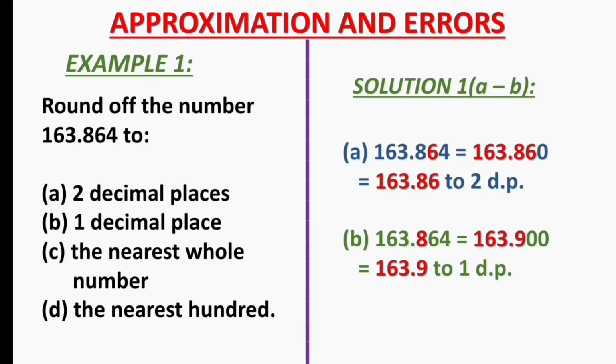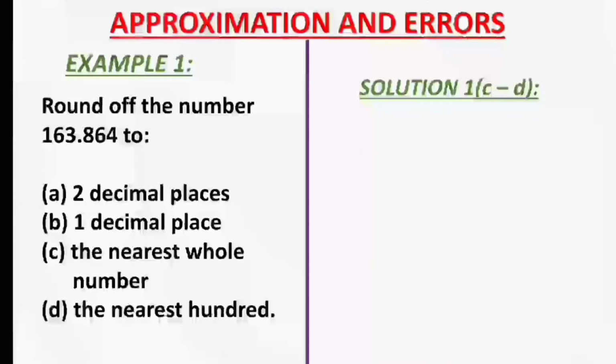Don't forget, the extreme zeros at the right of the number, they are not significant after the decimal point. So we are going to disregard the extreme zeros after the decimal point in the answers. Moving on, let's see the solution to question 1C and D. Now, can you tell the answer when 163.864 is approximated to the nearest whole number and to the nearest 100? Let's see if you can.